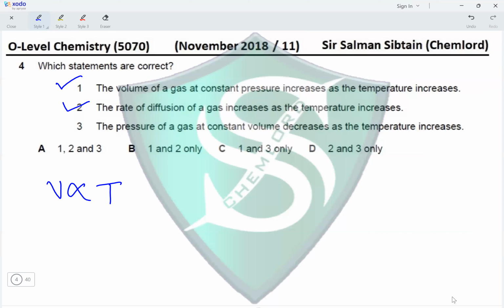Next, the pressure of a gas at a constant volume decreases as the temperature increases. According to the pressure law, pressure is directly proportional to temperature. So if the pressure at constant volume decreases, the temperature would decrease, not increase. So statement 3 is incorrect. Statements 1 and 2 are correct, so the correct option for this question is option B.